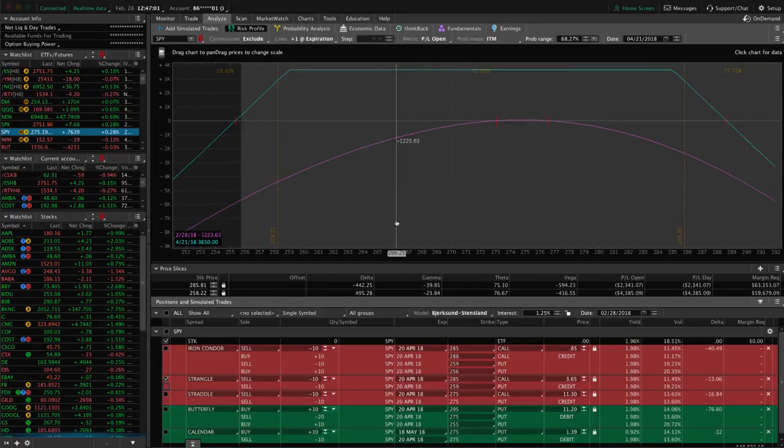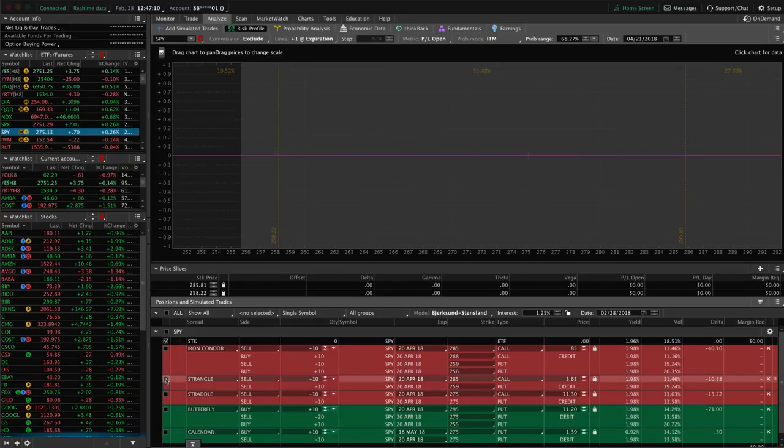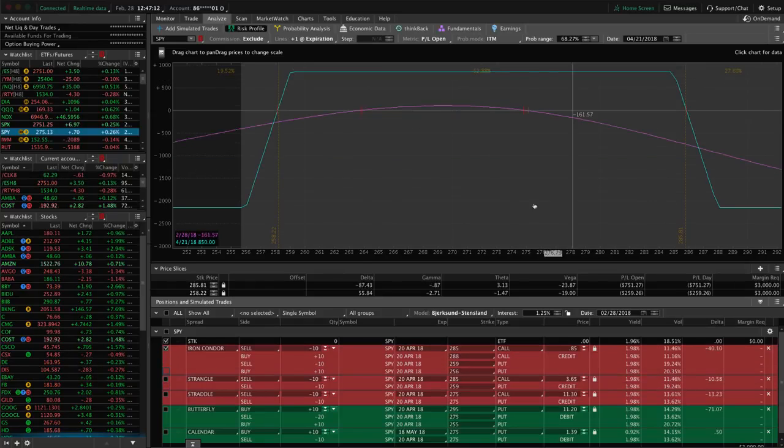If you're okay taking that undefined risk, then the short strangle might be the best strategy for you. But if you want that defined risk, if that's the most important thing to you, then an iron condor can be a great strategy as well. Remember, there's no right or wrong answer. It just really depends on your risk tolerance and your account size, to determine which strategy you choose for your account.